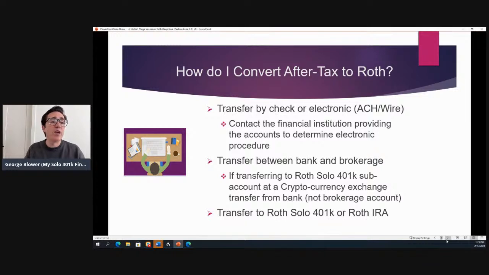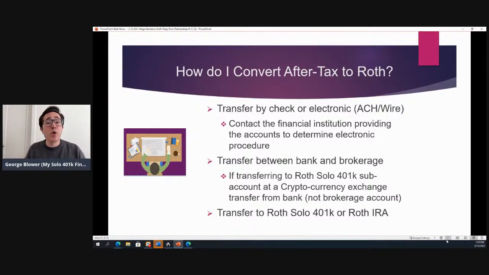Let's say that you have a brokerage account at Fidelity, but you want to invest in cryptocurrency. Typically the brokerages are not allowing the money to go out to the cryptocurrency exchange, and the cryptocurrency exchanges require that the money come from an account that matches the name on the account at the exchange. So transfer it from the brokerage account to a bank account. So you could have a voluntary after-tax account at a brokerage and a Roth solo 401k account at a bank. And you could do that conversion from that after-tax brokerage account to that Roth bank account.